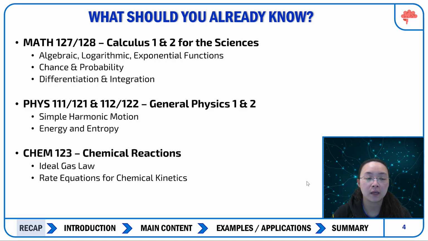So all of these will play a role in allowing us to model different biological systems using physics. From Physics 111 or 121 and Physics 112 and 122, that's General Physics 1 and 2, the two key things would be simple harmonic motion as well as energy and entropy. Those topics play a key role in being able to understand and create models for biological systems. Last but not least, Chem 123, the chemical reactions that you have learned in that course, such as the ideal gas law, specifically rate equations for chemical kinetics. Those are really important topics to know for Physics 380.